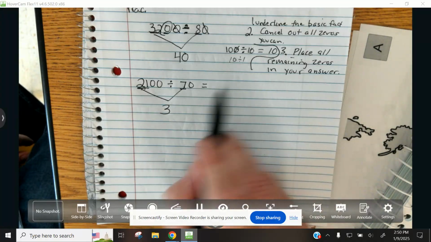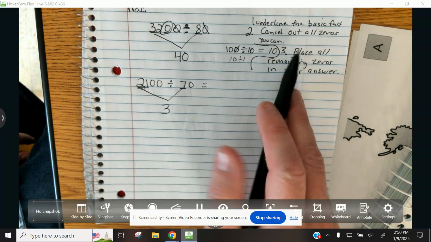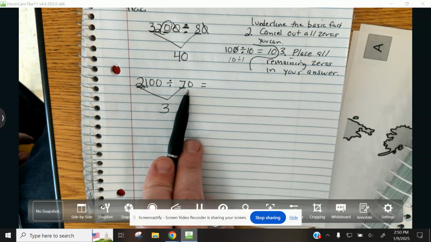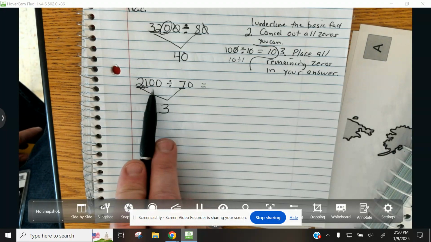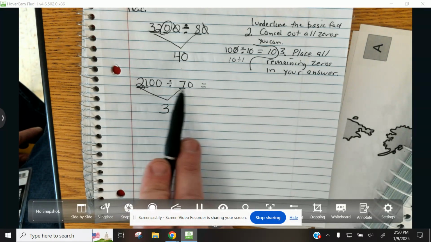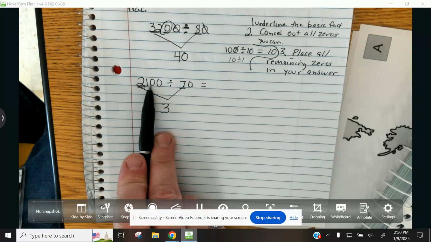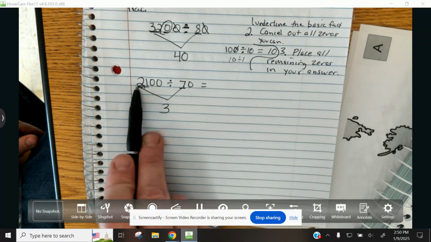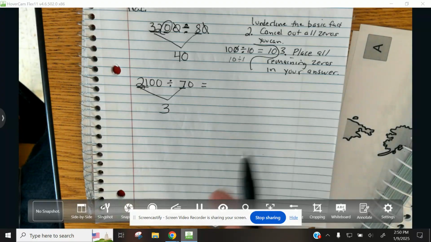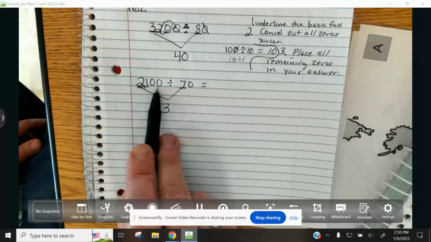Okay. Well, then I'm going to go to number 2. Cancel out all zeros. So I'm going to look over here. How many zeros do I have on 70? I have 1. How many zeros do I have over here? I have 2. So this is 10 times larger. This is 100 times larger than the actual number, than the basic fact that I found. Okay. So then I know I can cancel out the zeros.